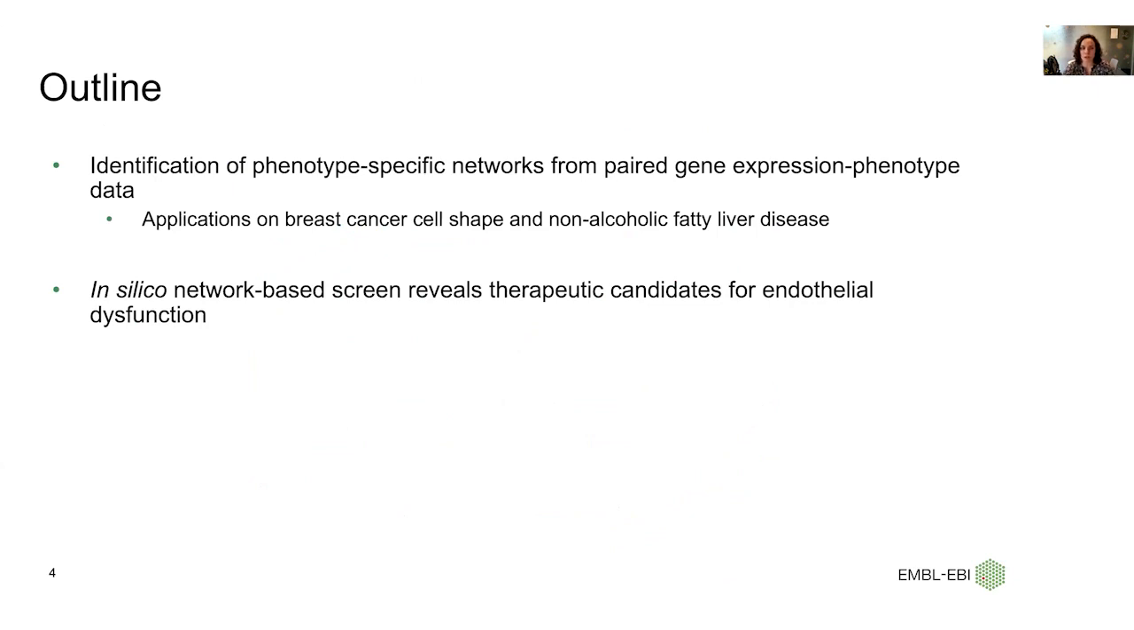And today I'm going to talk about two projects in the group. In the first one, we use gene expression data that is paired with phenotype data to identify phenotype-specific networks that we can then use to make discoveries about the specific phenotype. And then in the second project, I'm going to talk about a network approach that we have developed to perform in silico perturbations so that we can identify targets for disease. And in this case, we used endothelial dysfunction as an example.